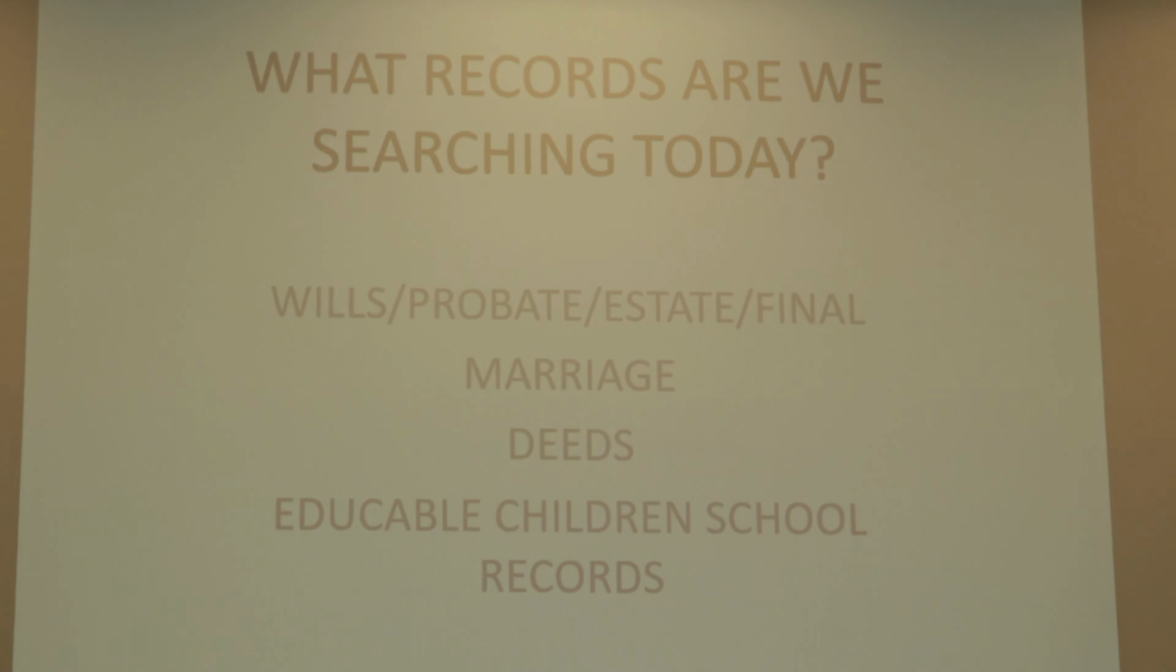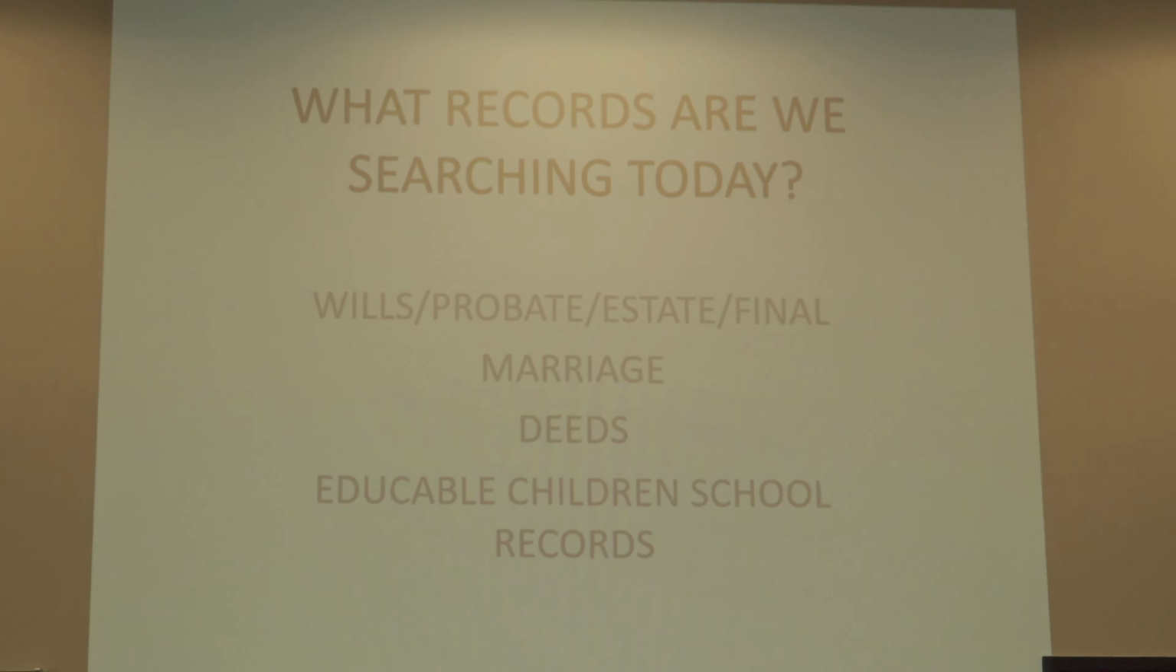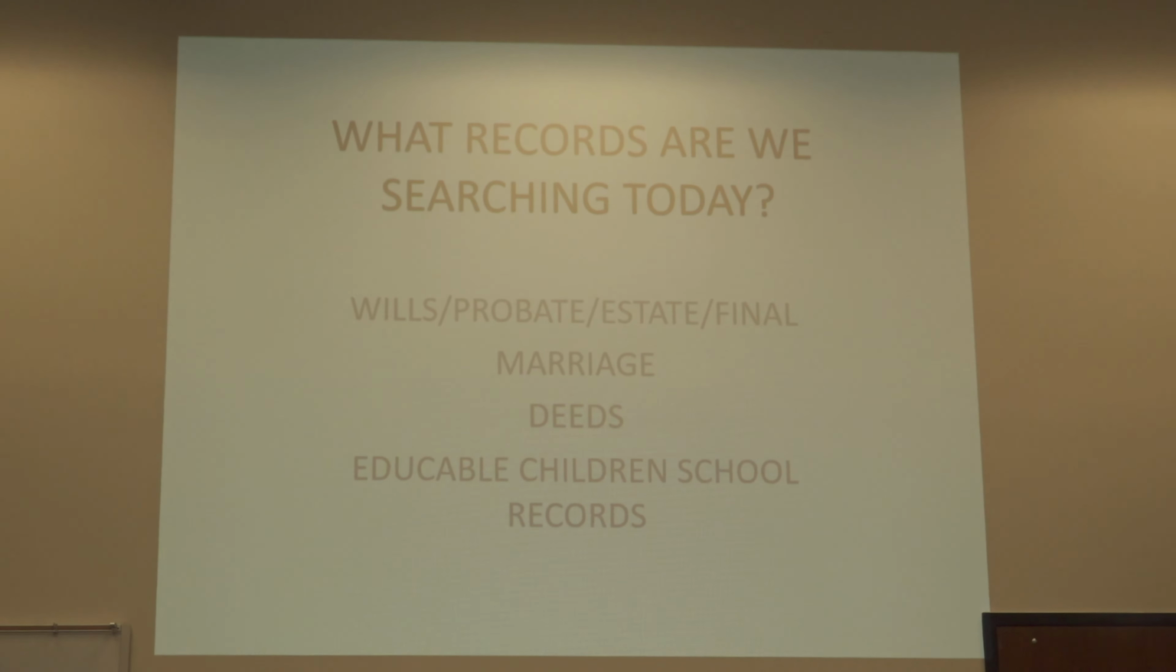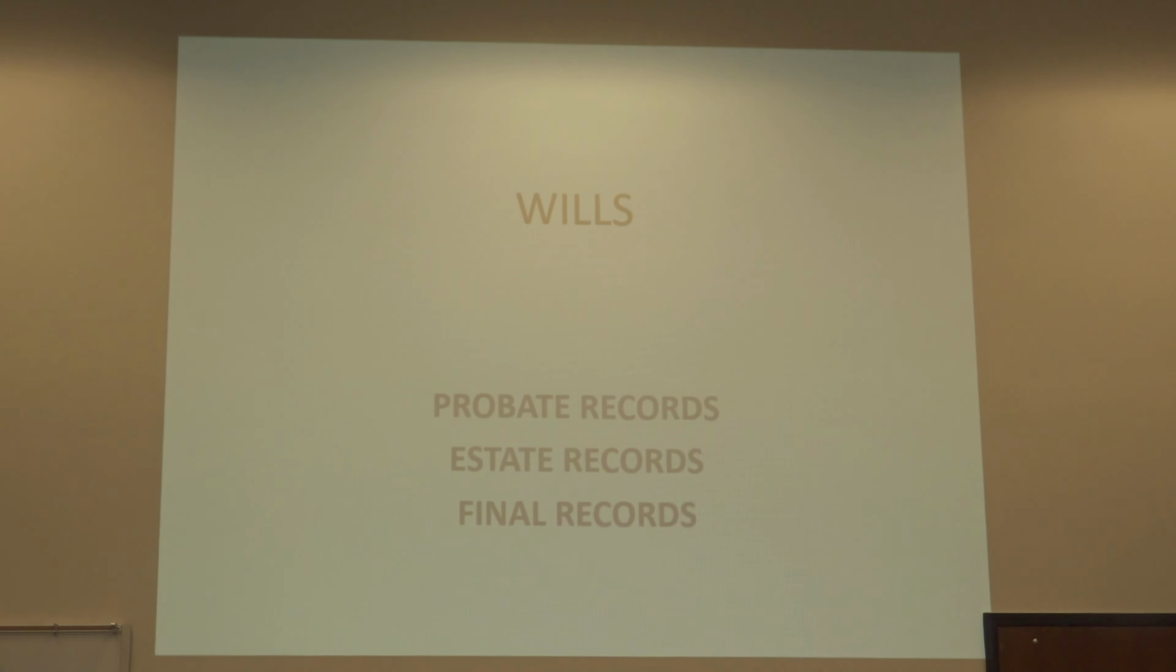So what records are we going to talk about today? We're talking about wills and probates. Now I lumped them all together: wills, probates, estates, and final records. Marriage records, deeds, elder children's school records. I put that one at the end because that's one of those records that's straddling the fence. Okay, and we're going to see what I mean by that.